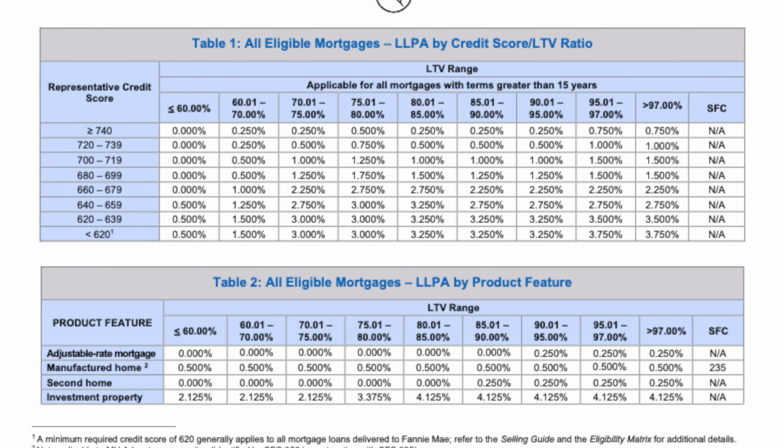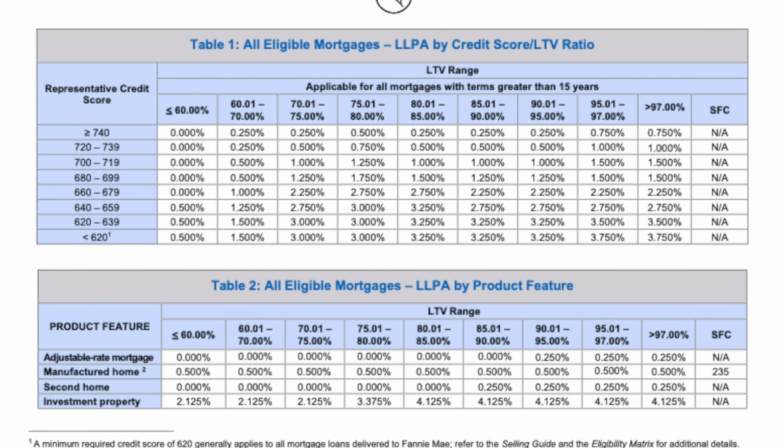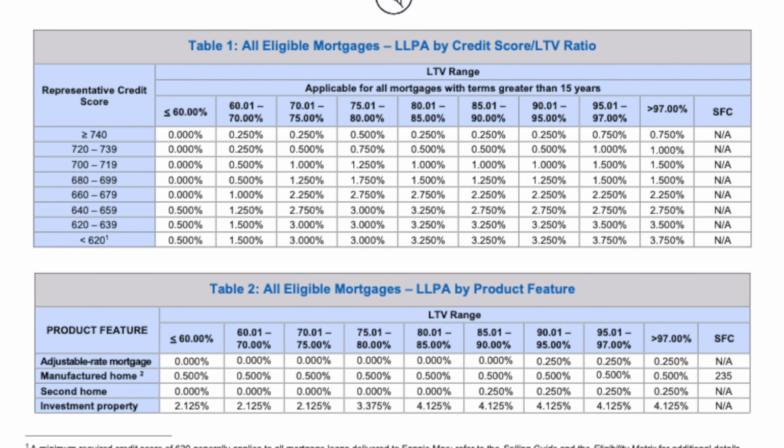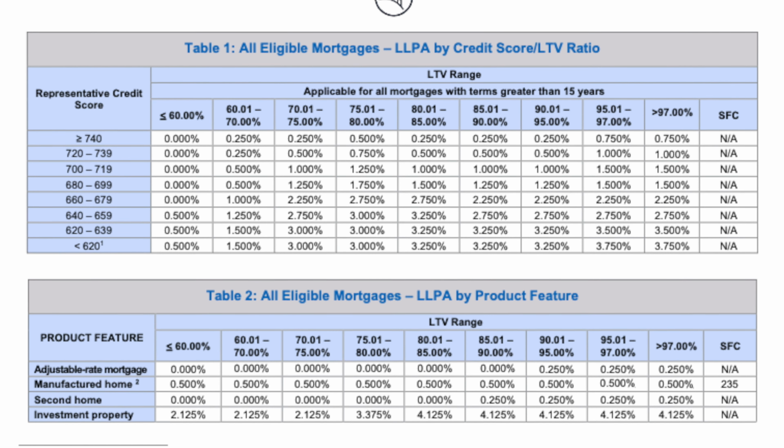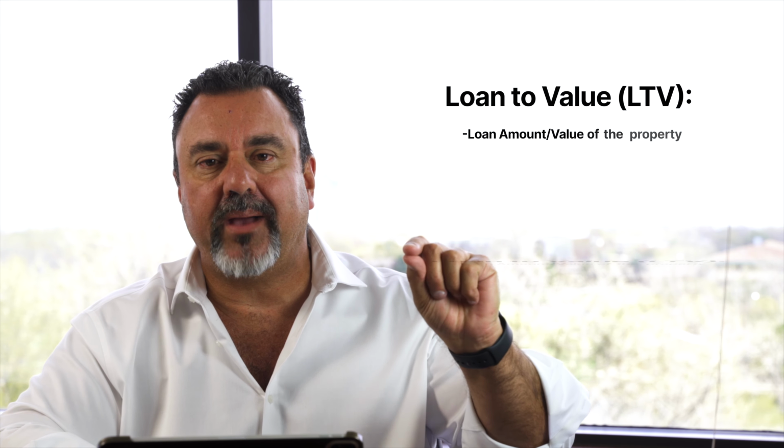Adjustment number one is based on your credit score and what we call your loan to value. Okay, so the higher your credit score, the better your rate. Loan to value, here's what I mean by loan to value. It's the loan amount divided by the value of the property. The higher that loan to value, the higher your rate. Okay, so that's component number one with loan level price adjustments.